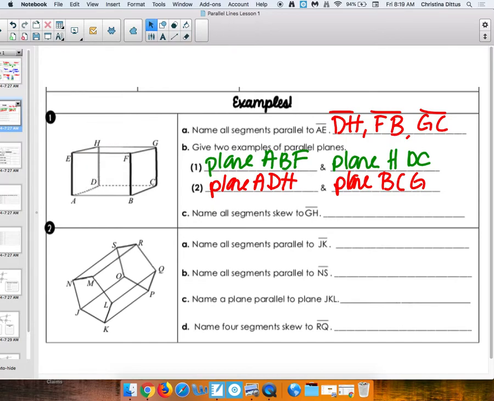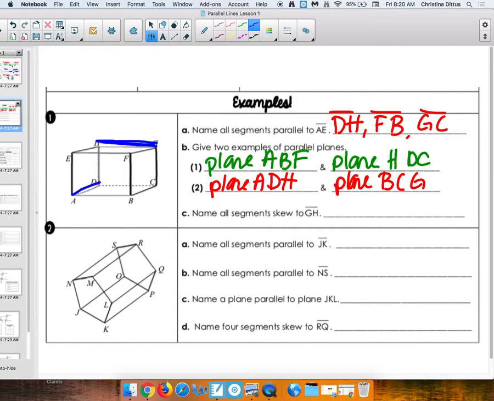Alright, now to the most confusing part, our skew. Here is GH, back here. Skew means it can't be on the same plane. So GH is a part of our top and back. Can't be a part of that. And it can't intersect it. Who's got an idea?